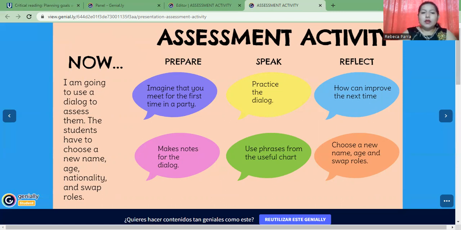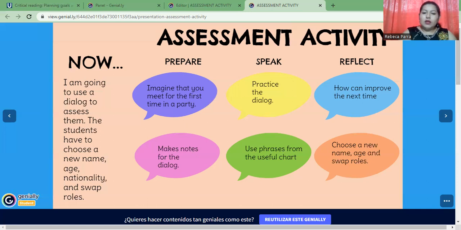Next, they make a brainstorm and take notes for the dialogue. Also, they have to use the expressions from the useful expressions chart. After that, they act out the dialogue and immediately, in groups of 2 students, they develop their own dialogue. For this, they have to choose a new name, age, nationality, and squad roles.